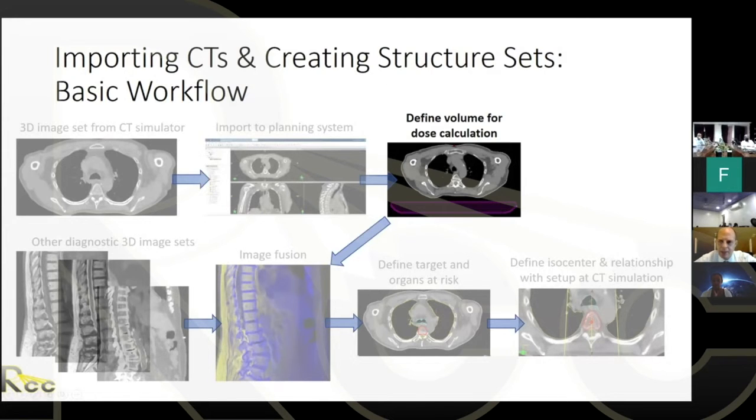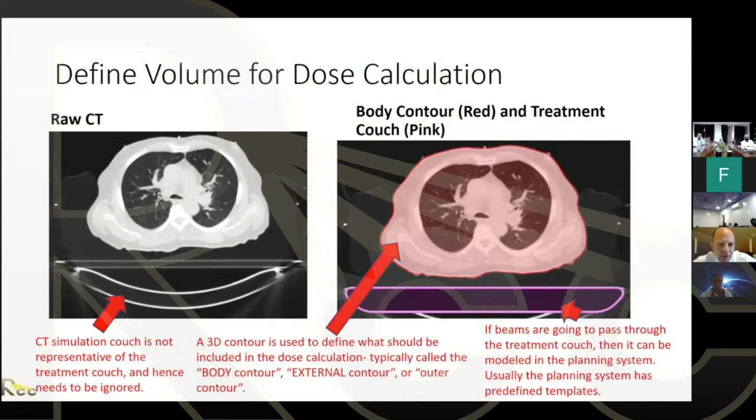All right, so the next step is to define the volume for dose calculation. So you can see here on the left, this is our raw CT for one patient. And you can see the patient's contour, you can see the immobilization device, which is an alpha cradle or a BodyFix, and then you can see the table down here. Now, one thing to note is that this table, while it's flat, this whole portion below has a relatively high density and is not going to be present when the patient is going to be treated on the linear accelerator.